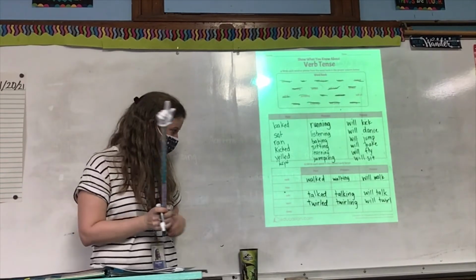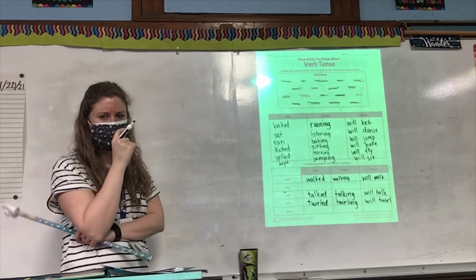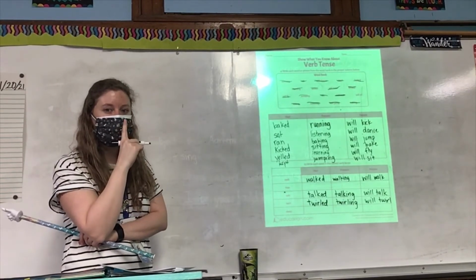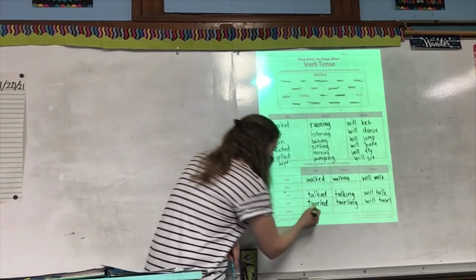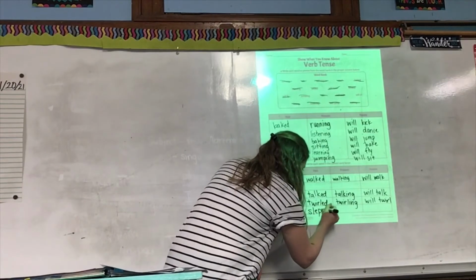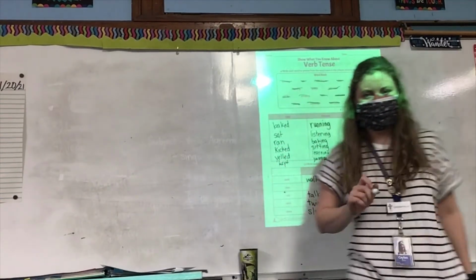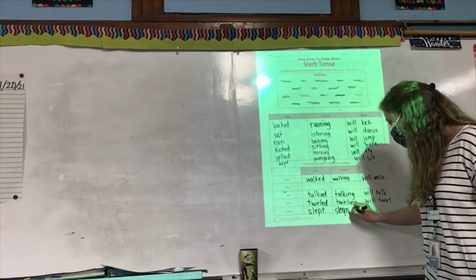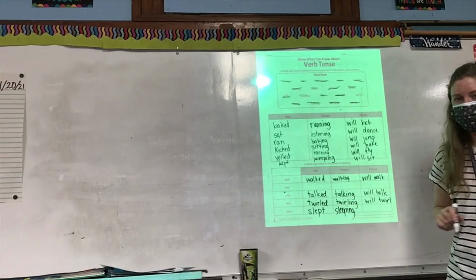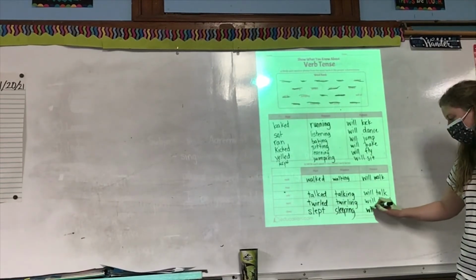Smith. What did they do yesterday in the bed? They slept. Slept. How do we spell that? S-L-E-P-T. They slept in the bed yesterday. What are they doing right now? Sleeping. They are sleeping in the bed today. What will they do tomorrow? They will sleep. They will sleep in the bed tomorrow.